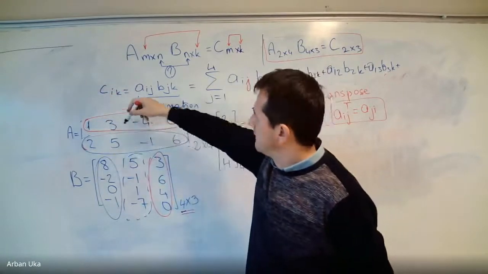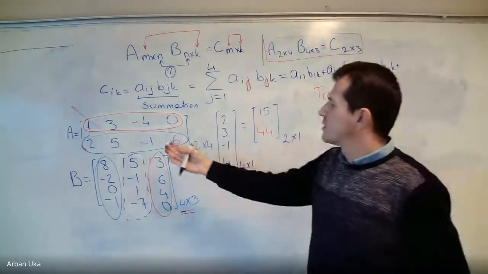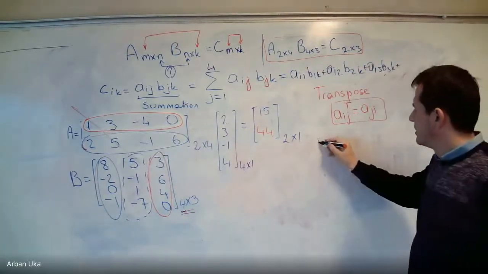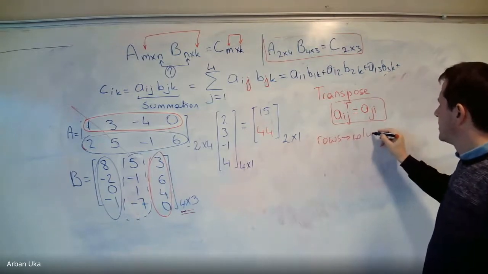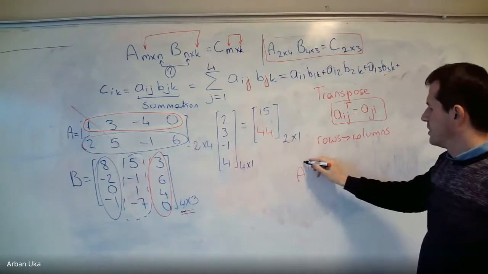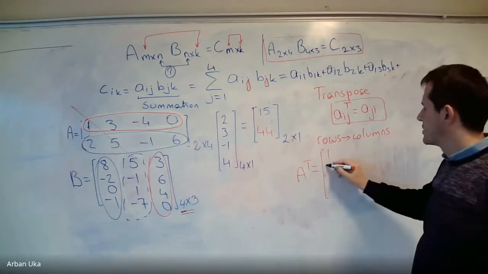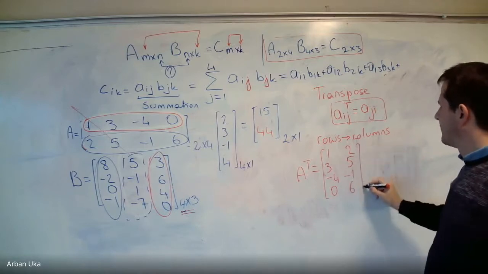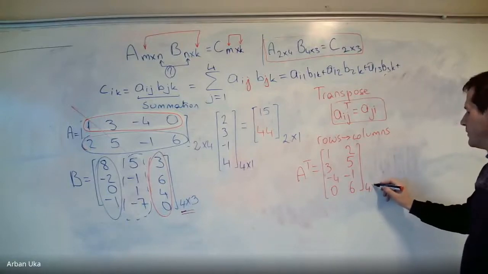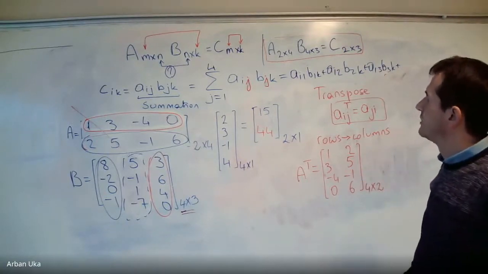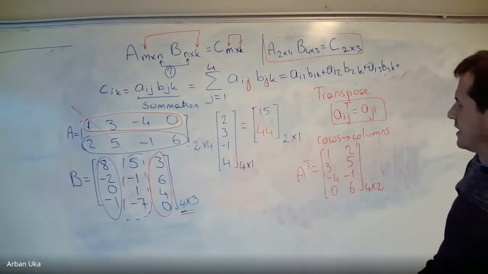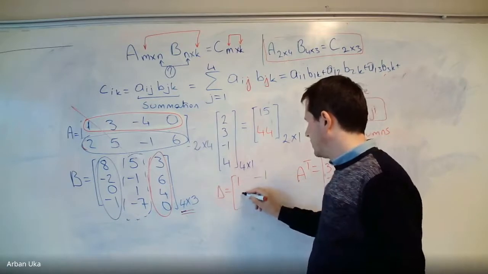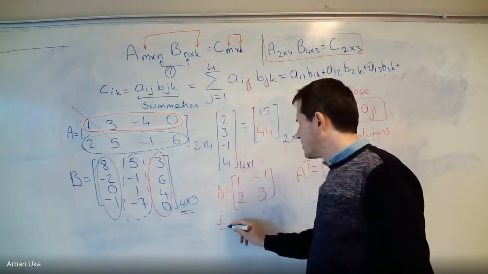Imagine for a moment, for this matrix A, we assume that we have a diagonal here, and we take the mirror reflection. These elements, 1 and 5, will not change, but the rows become columns, which means that A transpose is going to be equal to 1, 3, minus 4, 0, and the other one is 2, 5, minus 1, 6. A was 2 by 4, now it is 4 by 2, and this is the transpose of the previous one. That's one thing about these. Now let me also give another matrix D, and matrix D is 1, minus 1, 2, 3. We can ask the following: what is the trace of D?